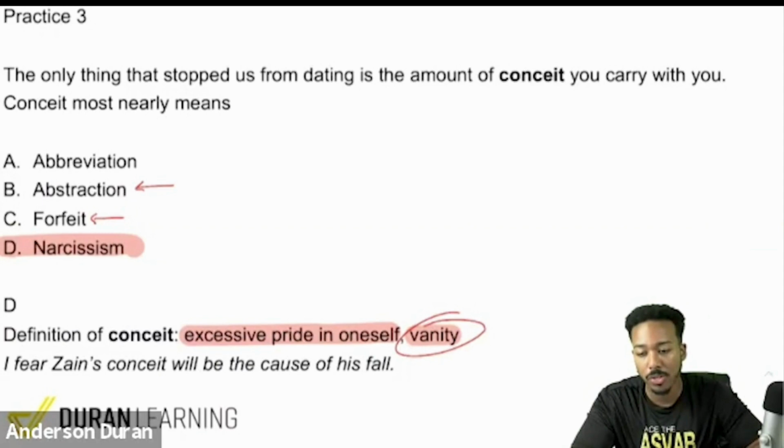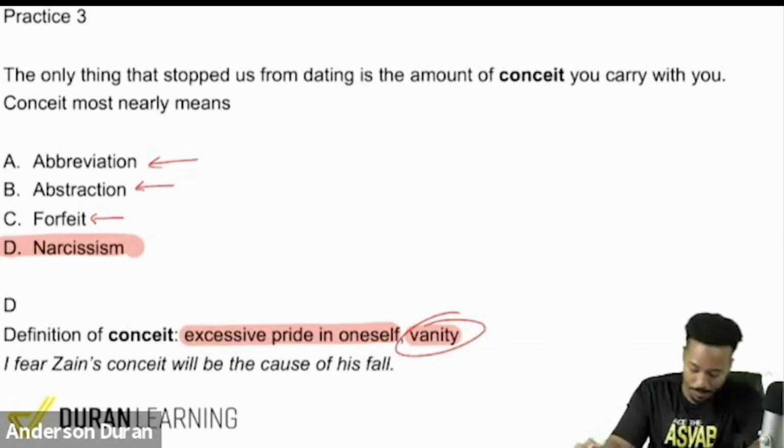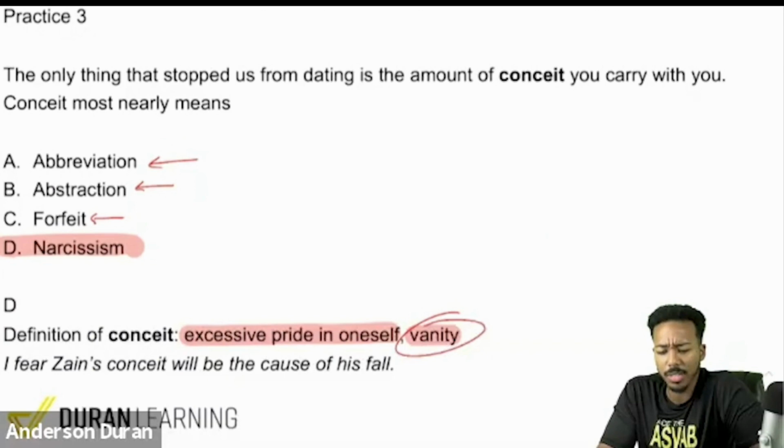And so lastly here, let's talk about abbreviation. What does abbreviation mean, my party people? What does abbreviation mean? What does that mean? Yeah, abbreviation is actually the opposite of elaboration. It's actually the opposite, Margaret. And so abbreviation is to shorten something.